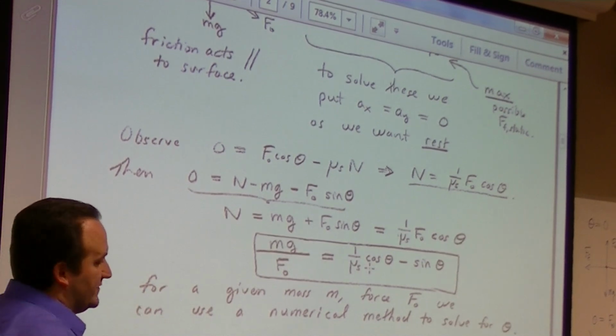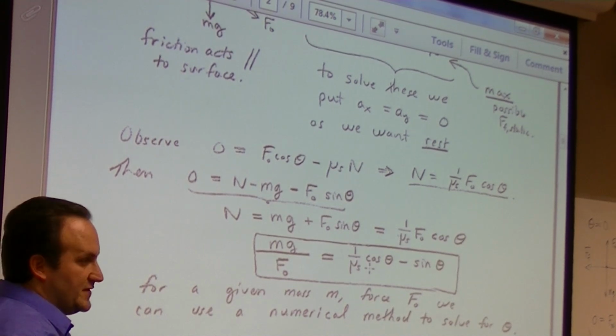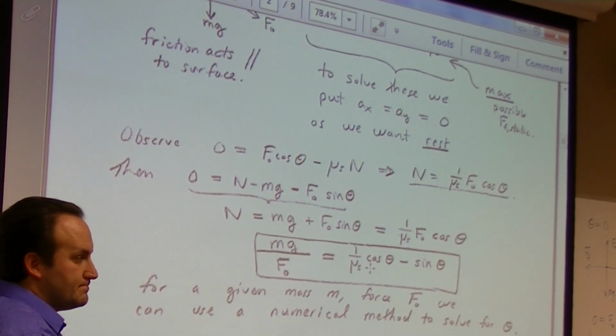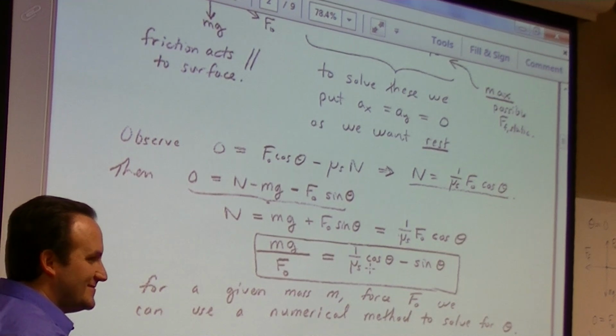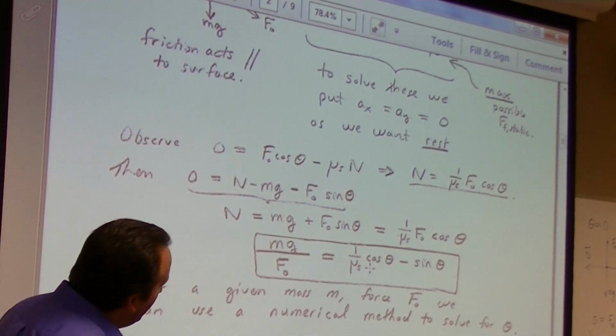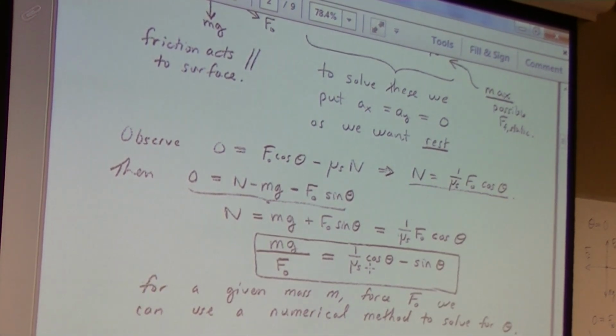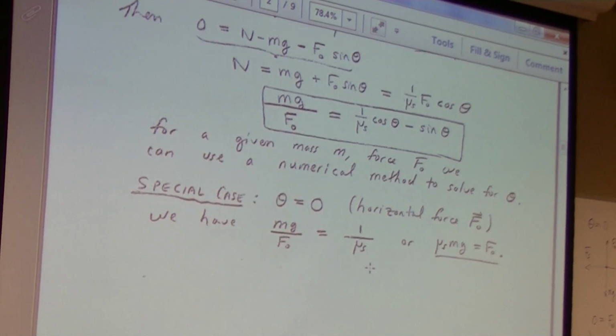Now, solving that equation is a bear, right? But you can do it for specific numbers. It wouldn't be pleasant, but you can do it. Oh, special case theta equals 0.